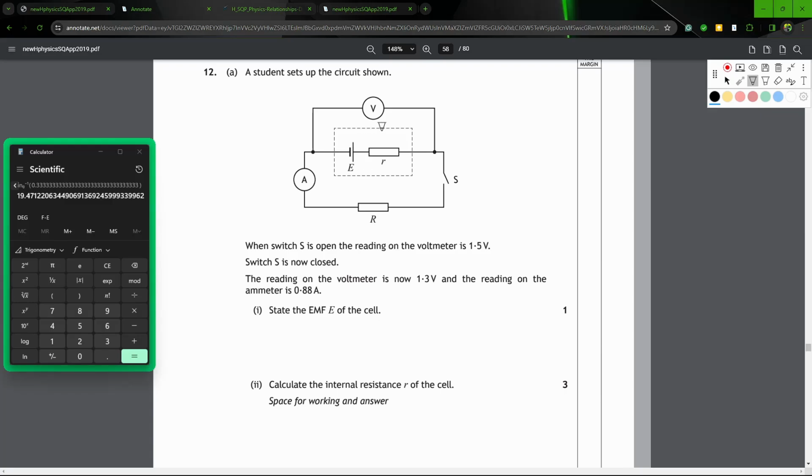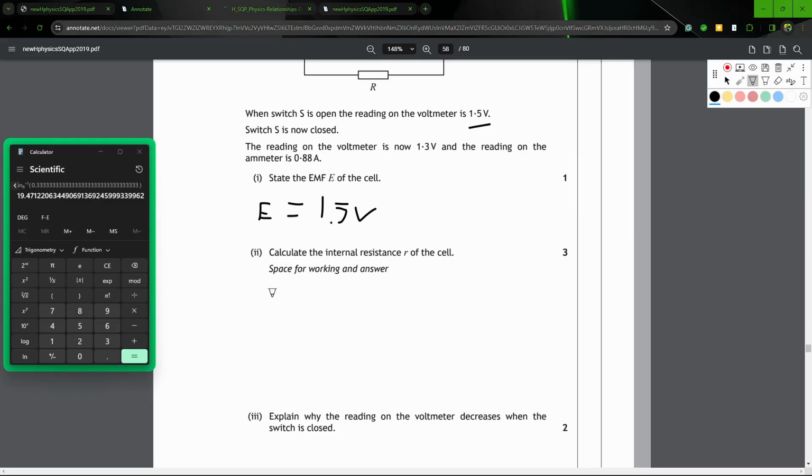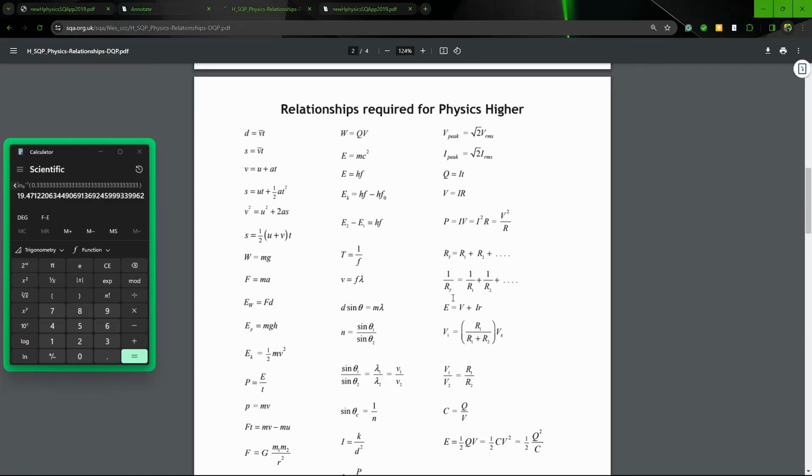Well, you can measure the EMF by connecting a voltmeter to the terminals of the cell when there's no charge going through it, and when S is open, there's no charge going through it. So that means we can use this reading here, and it will just be 1.5 volts. Right, moving on to calculate the internal resistance r of the cell. What we can do is use this relationship here: E equals V plus Ir.